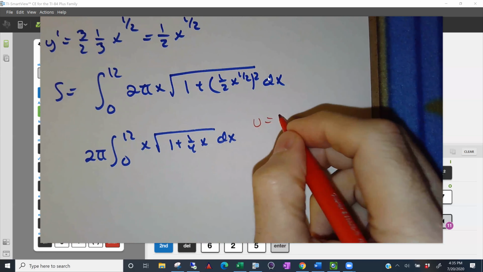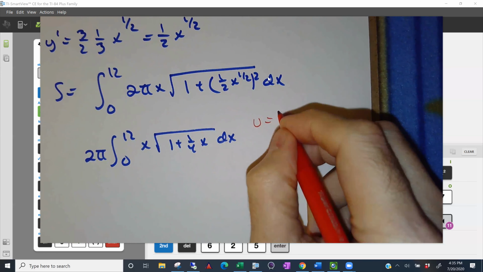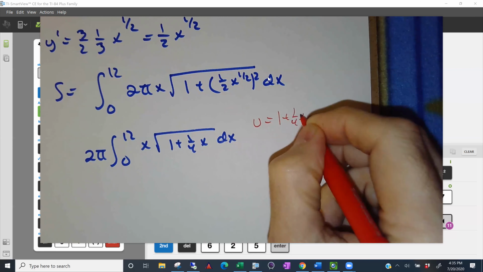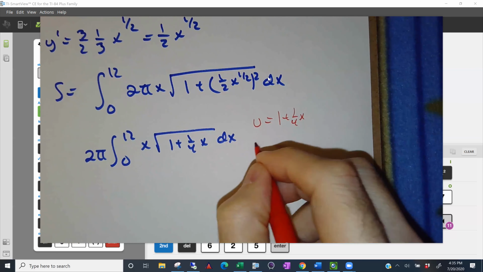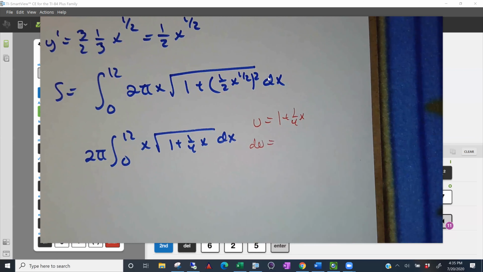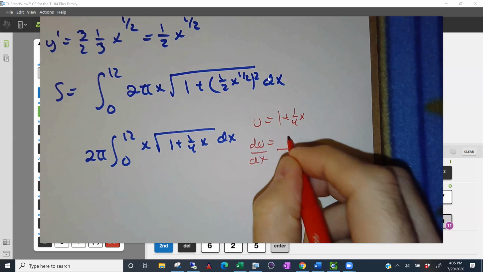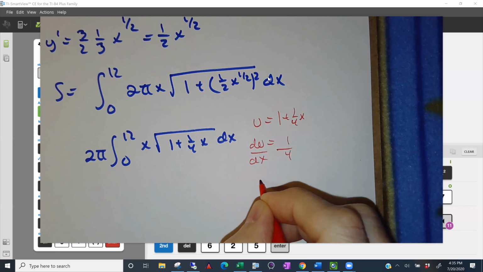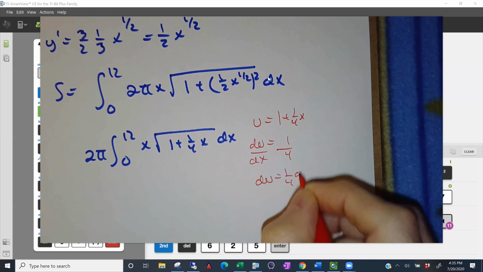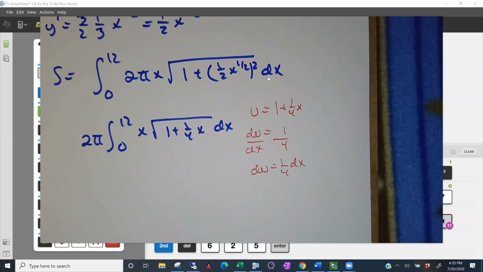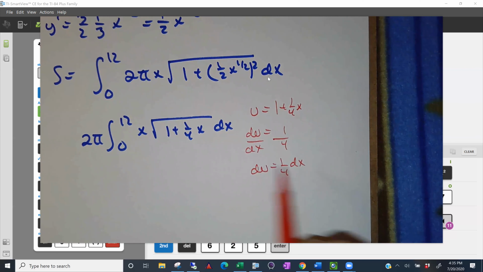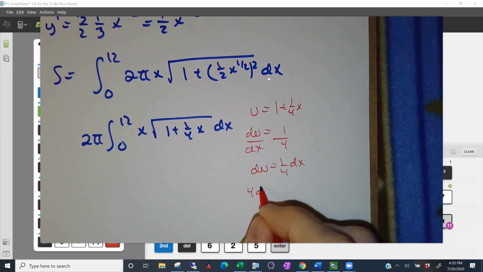So let me do this. Let's let u equal 1 plus 1/4 x. And that means the derivative du by dx is just going to be 1/4, or better yet, du equals 1/4 dx. Now I don't have a 1/4 in this, but I do have a dx. So if I multiply both sides by 4, I get 4 du equals dx.